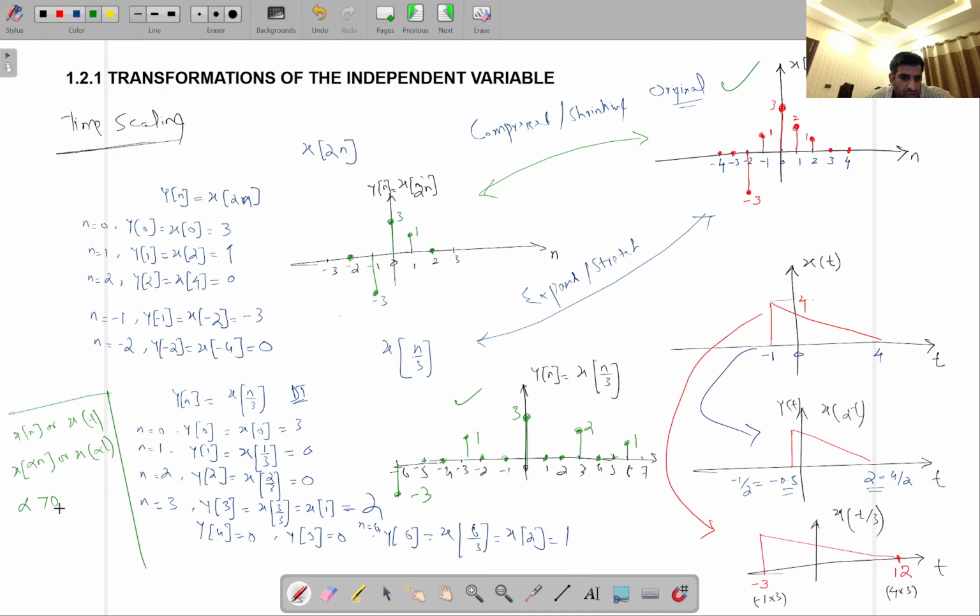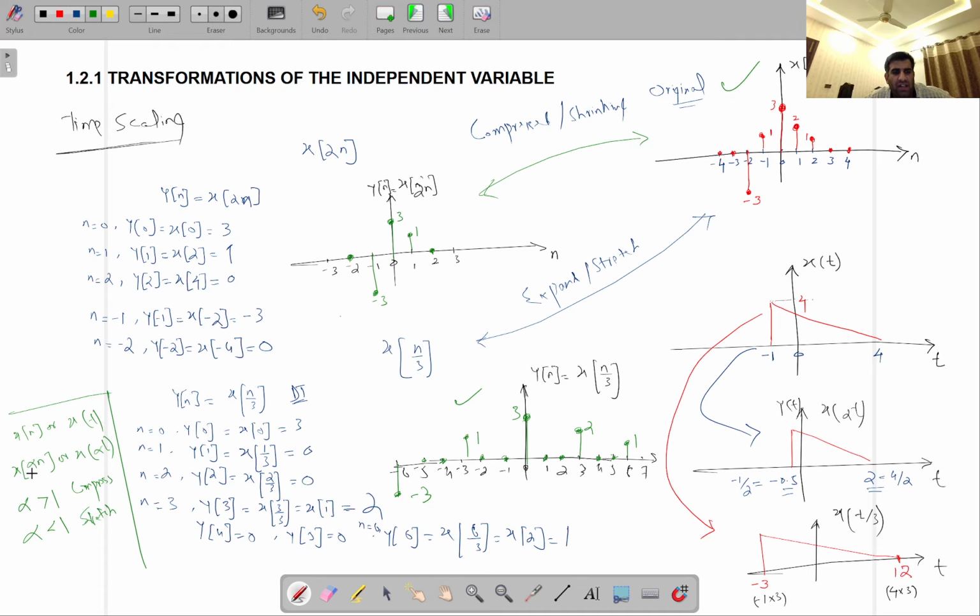In fact, this shouldn't be like this. I shouldn't have said greater than 0. It should be greater than 1. Yes. If the value of alpha is greater than 1, then what is going to happen? It's going to be the compressed signal. And if the value of alpha is less than 1, which means it's going to be now in fractions, it's going to be 1 upon 3, 2 upon 3, or any value which is less than 1, then it's going to basically stretch your signal.